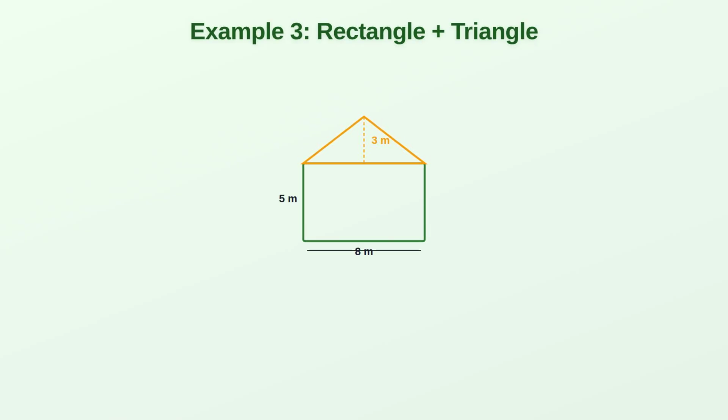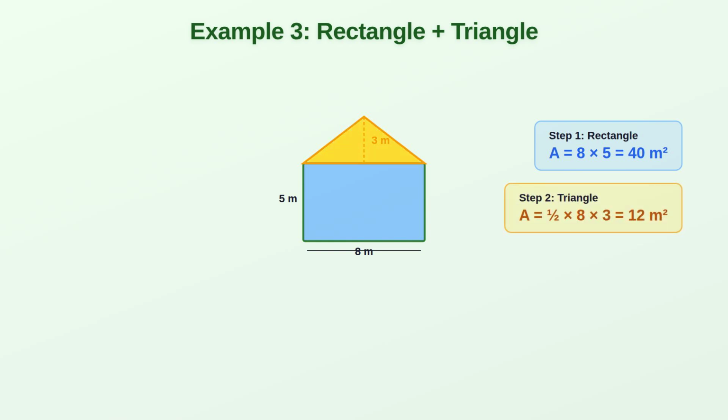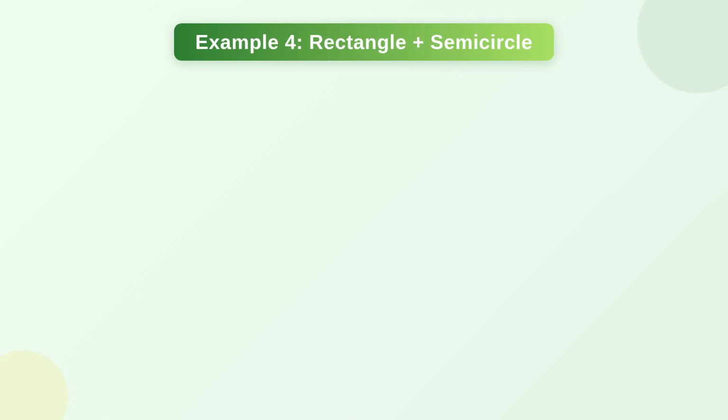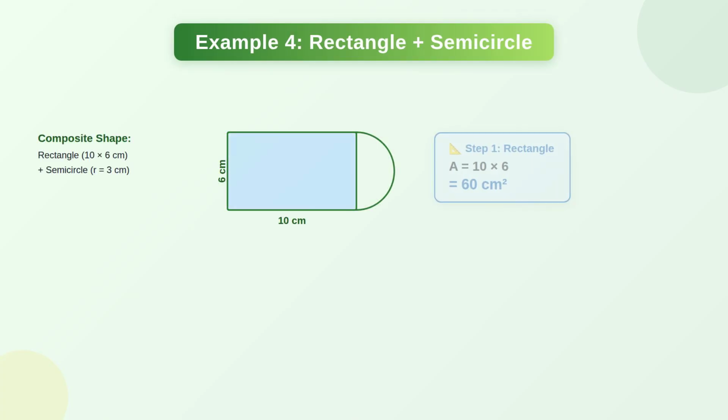Nice work following along. Now here's where it gets really cool, mixing different shape types. Imagine a house shape, a rectangle on the bottom with a triangle roof on top. The rectangle is 8 meters wide and 5 meters tall. Area of rectangle, 8 times 5 equals 40 square meters. The triangle roof sits on top, same base of 8 meters and a height of 3 meters. Area of triangle, 1/2 times 8 times 3. 1/2 times 8 is 4, and 4 times 3 is 12 square meters. Total area, 40 plus 12 equals 52 square meters. Maya's dream house has 52 square meters of space.